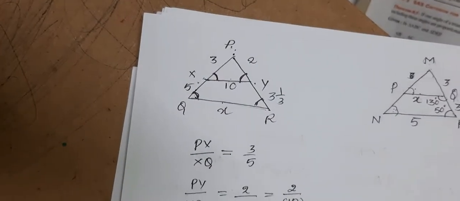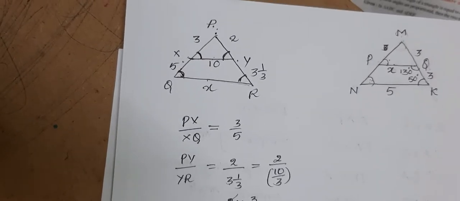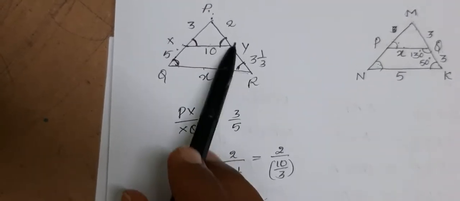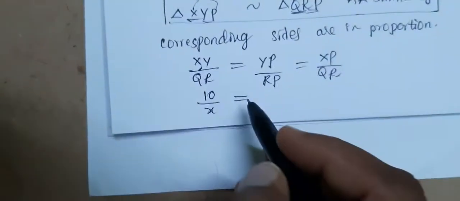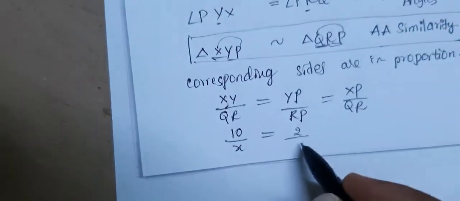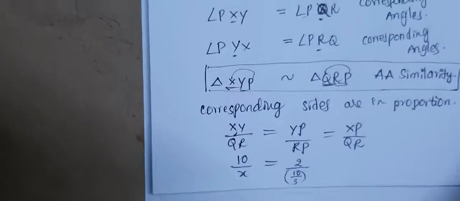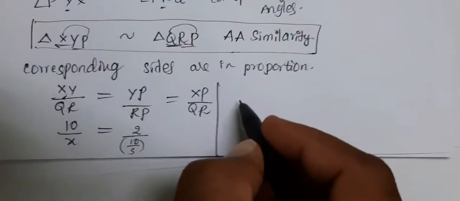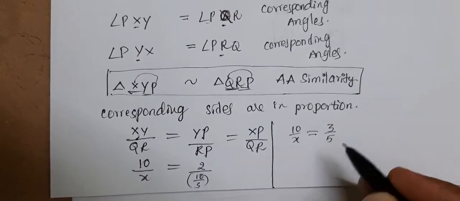Next, YP is given. YP is 2, PR is 2 plus YR, which is 3, 1 by 3. So we must add these two. So finally it is 2 by 10 by 3. So we got that value. 10 by x equals, already we got the value 3 by 5, that's previously.